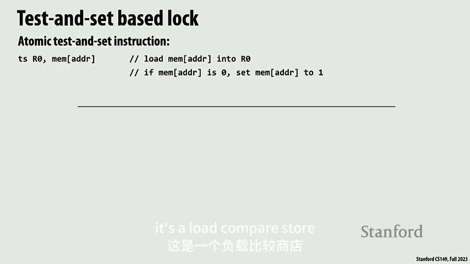It's a load compare store. So imagine that you have a machine instruction, and just to keep it simple, I'm going to call it test and set. But in practice, these types of machine instructions are very different. They might be compare exchange or load link store conditional. But imagine you have this instruction called test and set, which reads a value from memory at a designated address. And if the memory's value is 0, it sets it to 1. That's all it does. It loads it and sets it to 1.